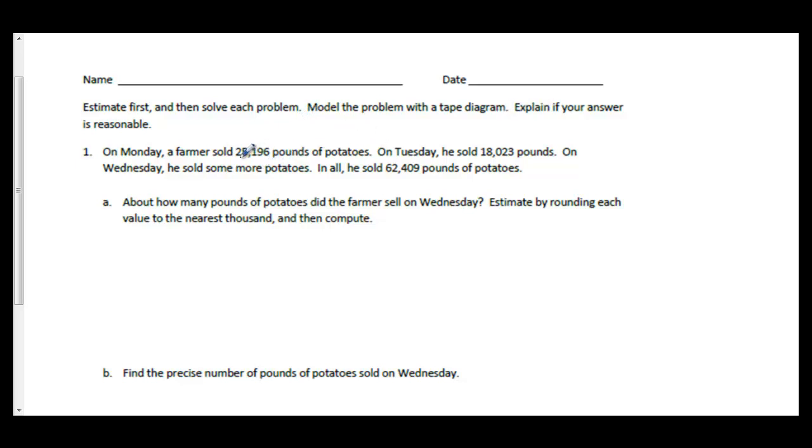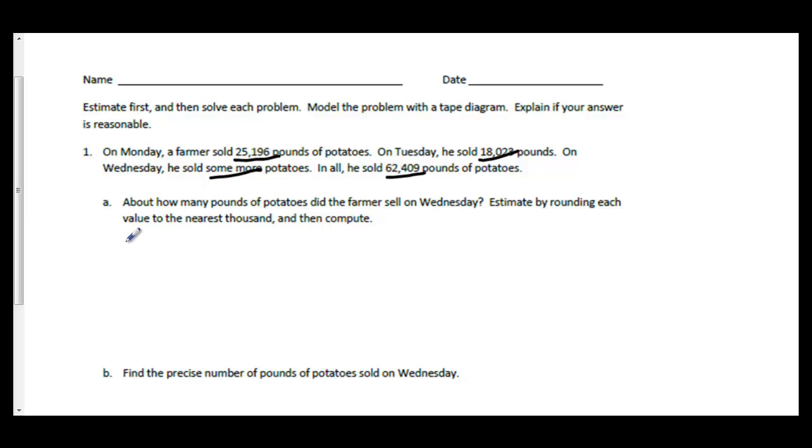So on Monday, a farmer sowed 25,196 pounds of potatoes. On Tuesday, he sowed 18,023 pounds. On Wednesday, he sowed some more potatoes. In all, he sowed 62,409 pounds of potatoes. About how many pounds of potatoes did the farmer sow on Wednesday? Estimate by rounding each value to the nearest thousand and then compute.